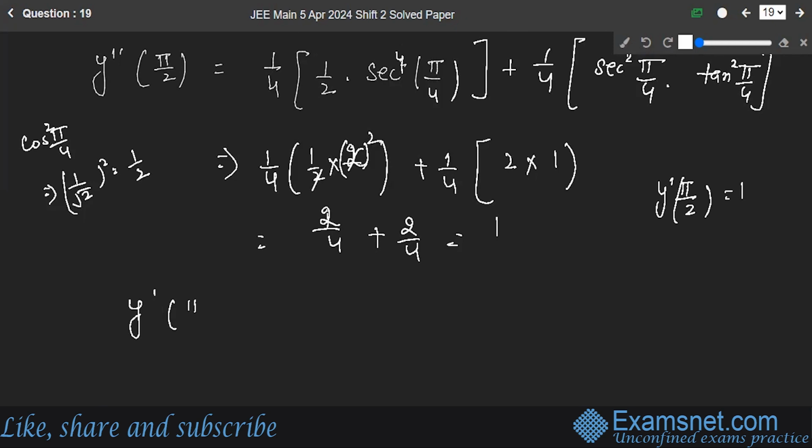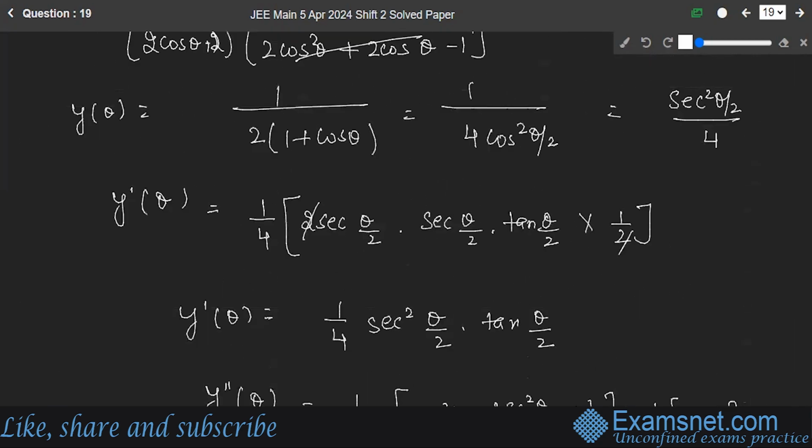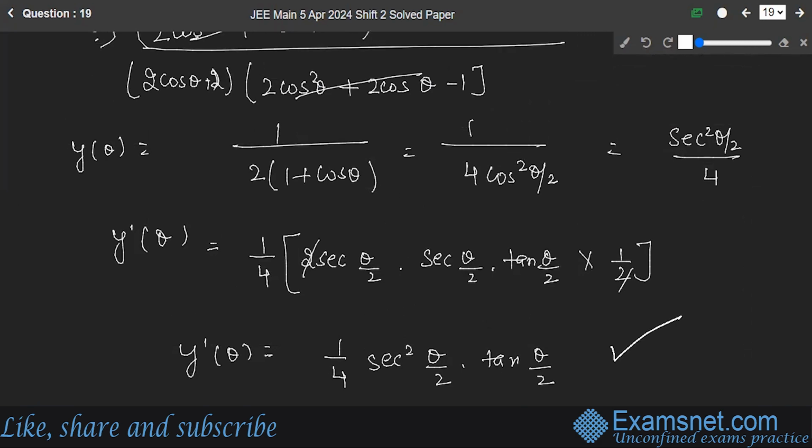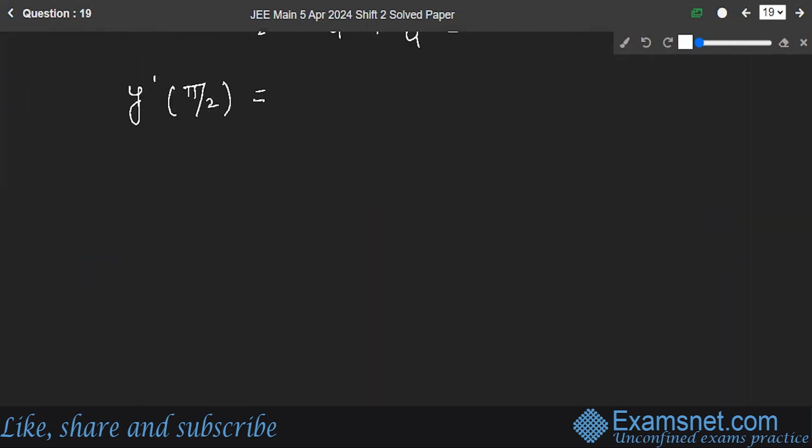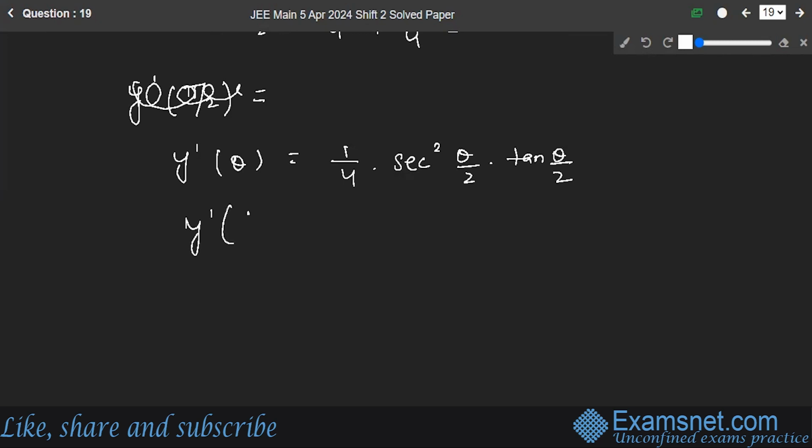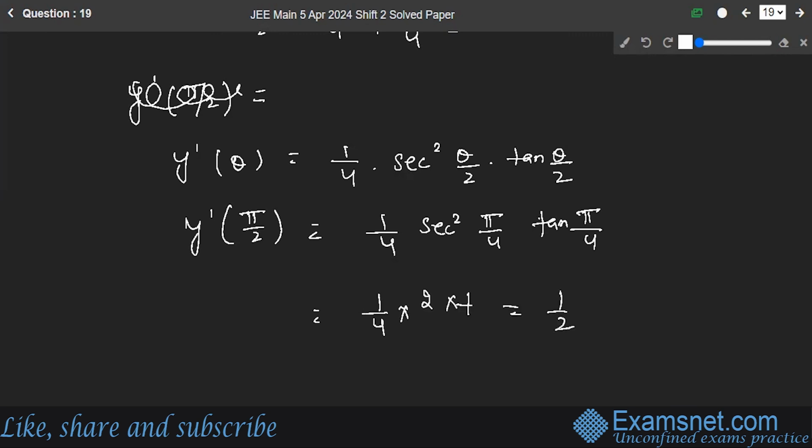Now, sorry, second derivative of y for pi by 2. Now the second derivative for first derivative, that is y dash theta, it was this function. Let's write down y dash theta is equal to 1 by 4 secant squared theta by 2 tangent theta by 2. So y dash of pi by 2 is equal to 1 by 2 secant squared pi by 4 tangent pi by 4. This will give me 1 by 2 into 1. Or that's equal to 1 by 2.